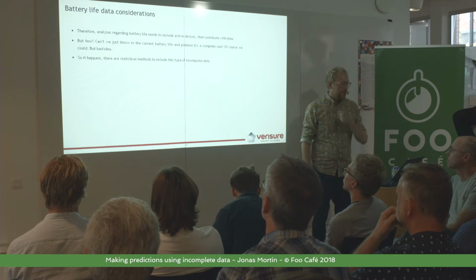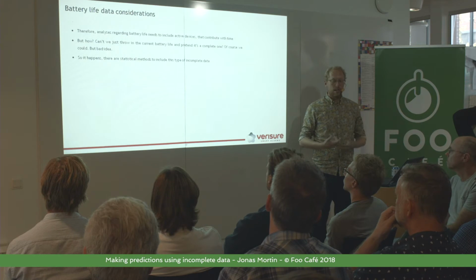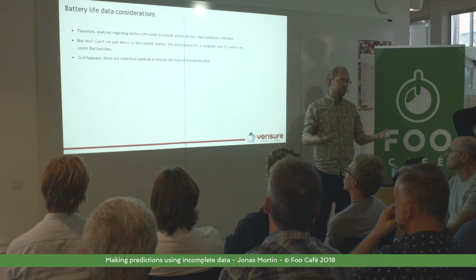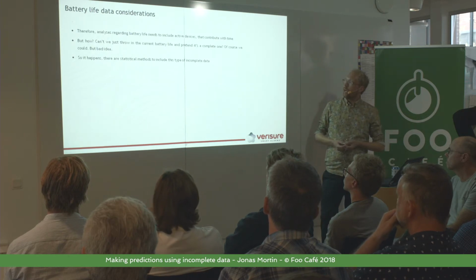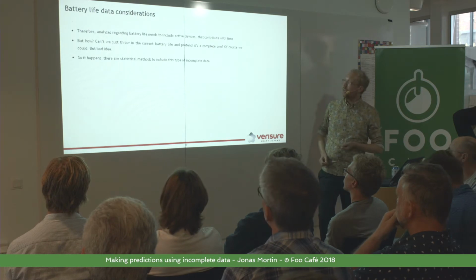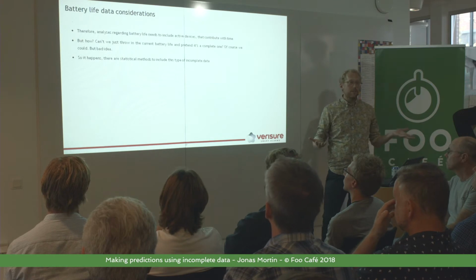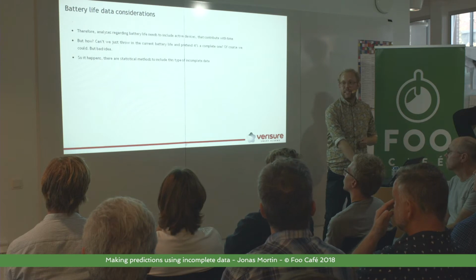So you need to include the active devices that are up and functioning, just sitting there. They contribute some time to battery life, but they haven't yet sent the low-bat signal. But how can you do that? They're not real events. You could always pretend that it's a complete battery life, but that would be a bad idea. But good for us, there are statistical methods that can include incomplete data.